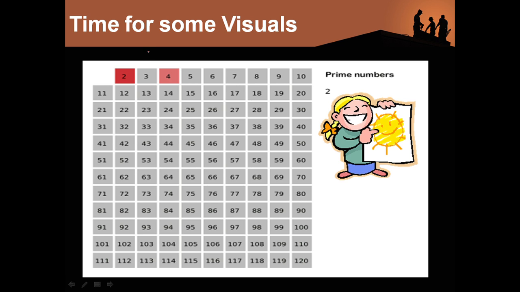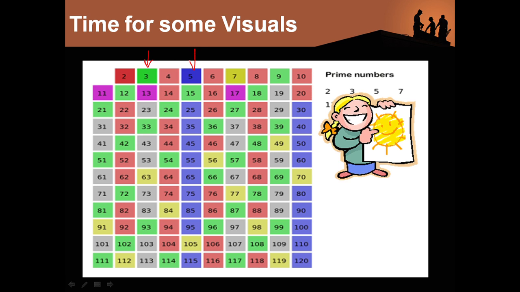Then we start from 3. We mark all the multiples of 3 as non-prime. 3, 6 has already been marked. Then we mark 9, then 12, then 15, then 18 and so on. Then the first unmarked number is 5, and we mark all the numbers that are multiples of 5. For example, 15, 20, 25 and so on.